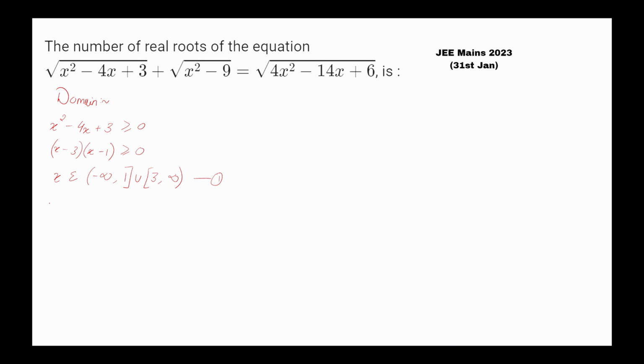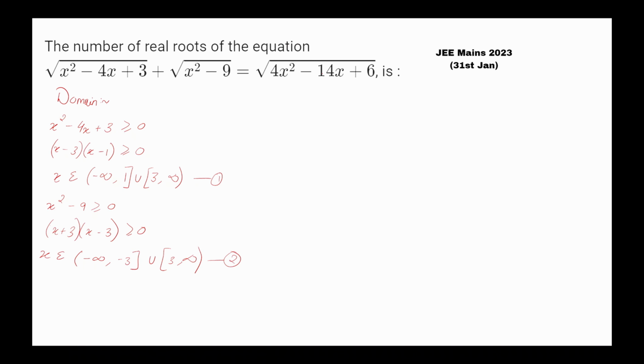Let us find it for the second one. We have x² - 9. This should also be greater than or equal to 0. So from here we get (x + 3)(x - 3) ≥ 0. So from here, x belongs to (-∞, -3] union [3, ∞). This is our second domain.